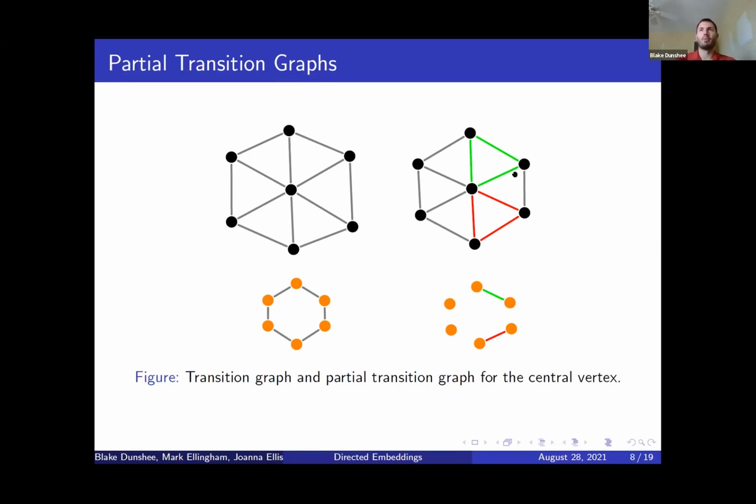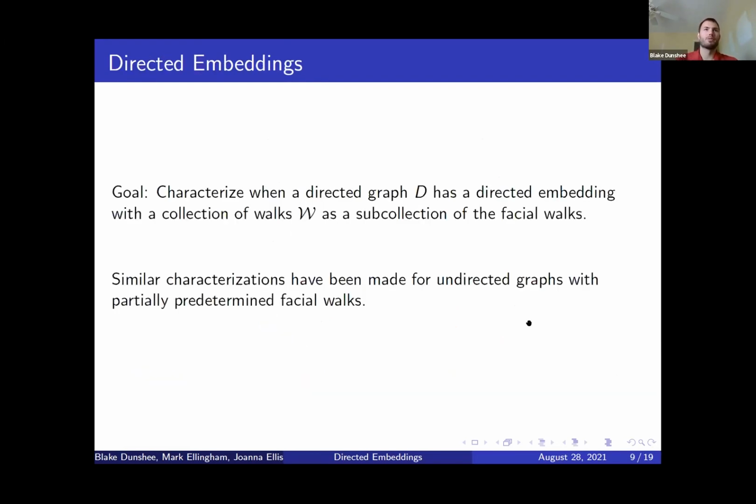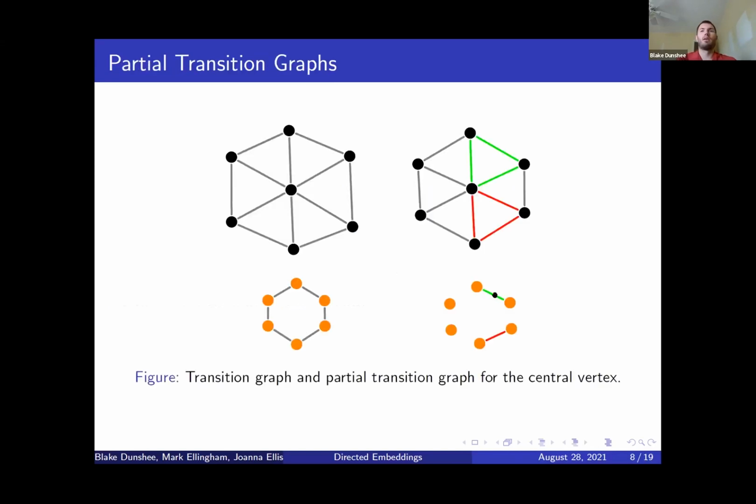So a way that this could go poorly here is if we wanted to set this is a face, this is a face, and this is a face, then that would be a problem. We would have already in some ways isolated out the rest of the edges of this vertex so that they can't be a part of a proper transition graph. In other words, we need this partial transition graph to look like a subgraph of a cycle of length equal to the degree of that vertex.